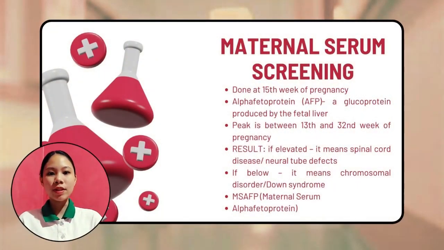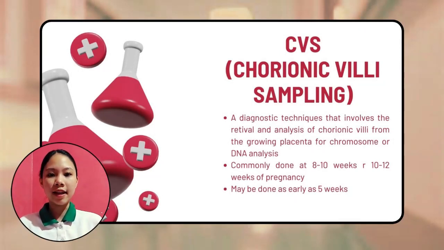For the maternal serum screening, this is done at the 15th week of pregnancy. There's also alpha-fetoprotein or the AFP. This is a glycoprotein produced by the fetal liver. The peak is between the 13th and 32nd week of pregnancy. For the result, if elevated, it means spinal cord disease or neural tube defects. If below, it means chromosomal disorder, Down syndrome, or the MSAFP or maternal serum alpha-fetoprotein. The CVS or the chorionic villi sampling.